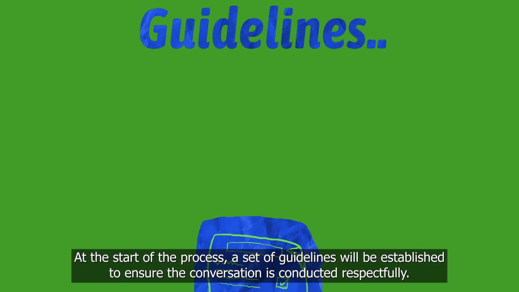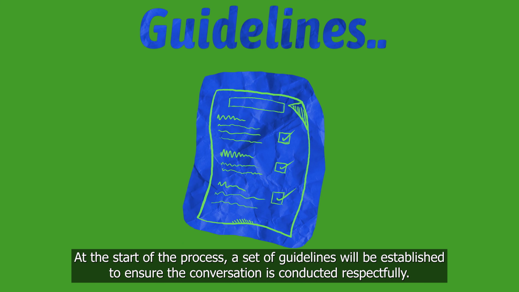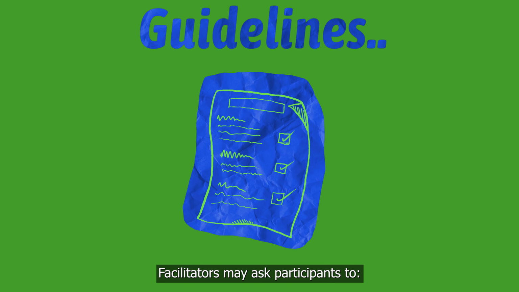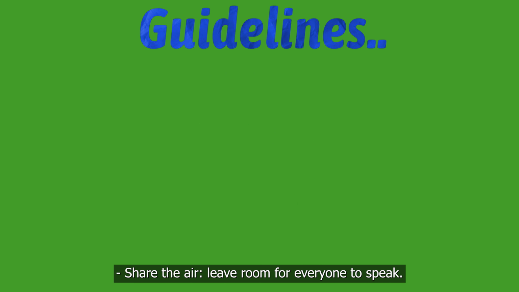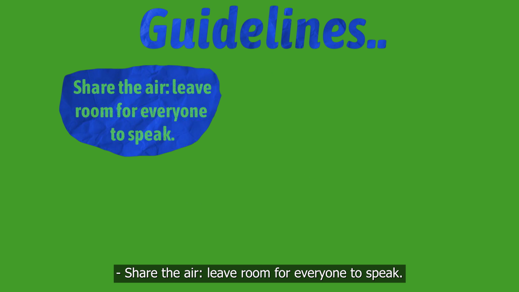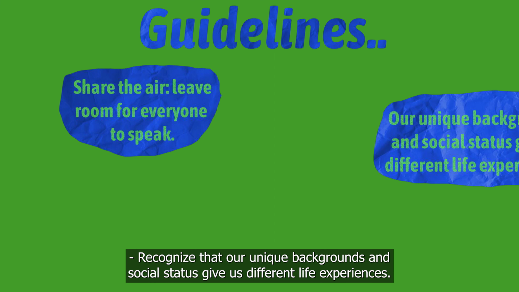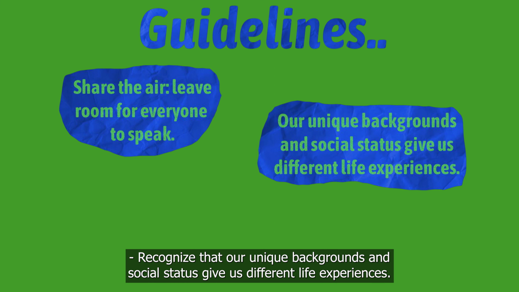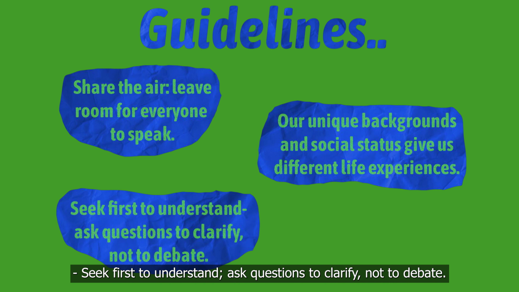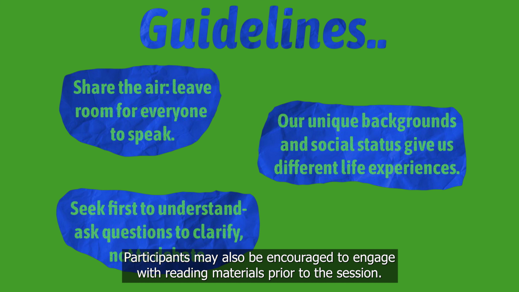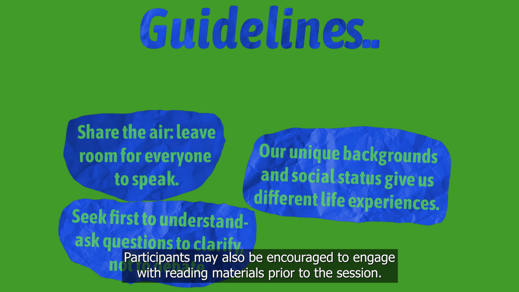At the start of the process, a set of guidelines will be established to ensure the conversation is conducted respectfully. Facilitators may ask participants to share the air, leave room for everyone to speak, recognise that our unique backgrounds and social status give us different life experiences, and seek first to understand, ask questions to clarify, not to debate. Participants may also be encouraged to engage with reading materials prior to the session.